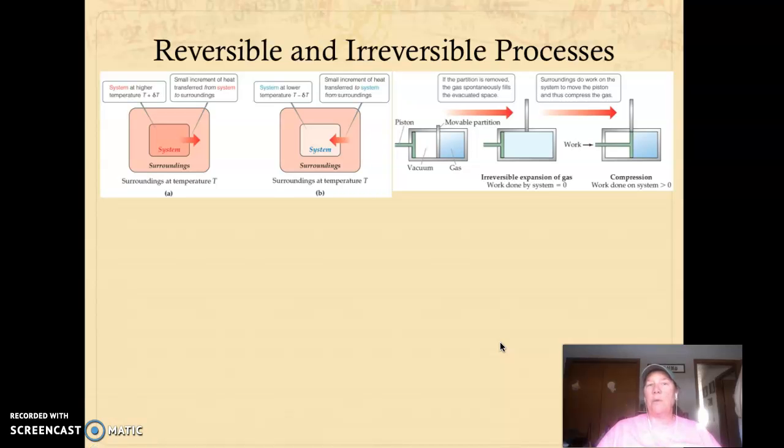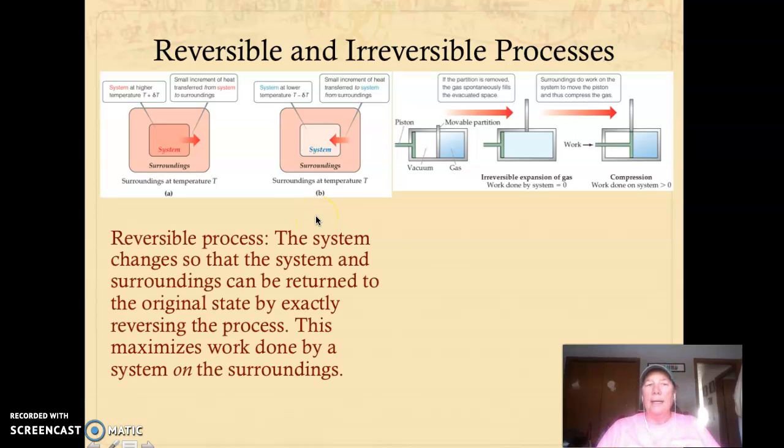And then I have this one, when we talk about reversible and irreversible, it might be a little hard to read. Sorry about that. But if it's reversible, the system changes, so the system and the surroundings can return to the original state. And there's many reactions that'll do that. Okay? So in some, it maximizes work being done by the system on the surroundings. You can tell if it's reversible if it's got the two arrows pointing both ways. The system will change, and again, it'll go back and reverse the process.